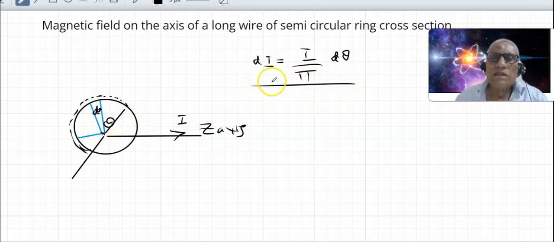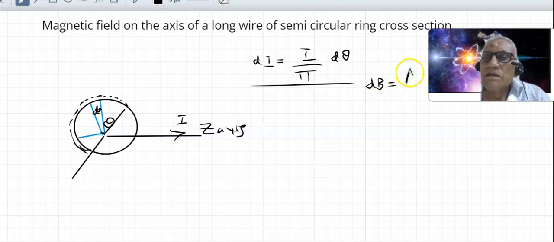So we know that the field due to a wire at a distance r, suppose this is the radius, let us say this is dB, because we are taking only part of the wire, is mu 0 I, which in this case is I by pi, into d theta, then by 2 pi r. This is for the small strip.